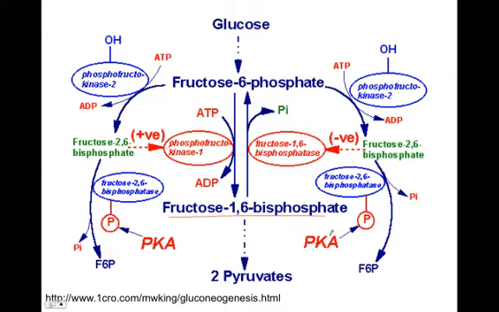In the presence of glucagon, cyclic AMP will activate protein kinase A, and protein kinase A will phosphorylate the enzyme fructose 2,6 bisphosphatase. This will activate the bisphosphatase and convert fructose 2,6 bisphosphate into fructose 6-phosphate. The decrease in fructose 2,6 bisphosphate reduces the inhibition of the enzyme fructose 1,6 bisphosphatase and will facilitate the conversion of fructose 1,6 bisphosphate to fructose 6-phosphate.